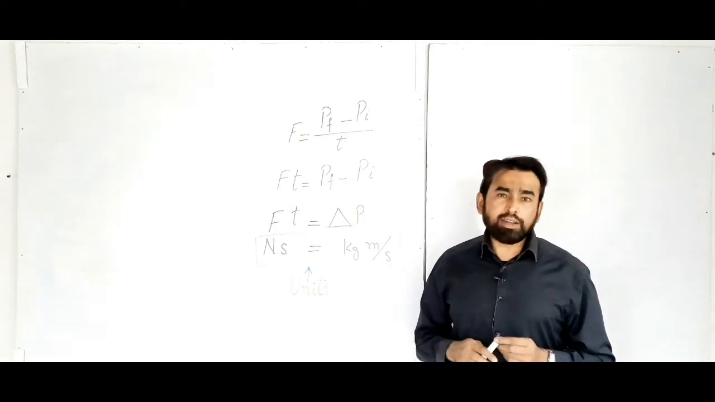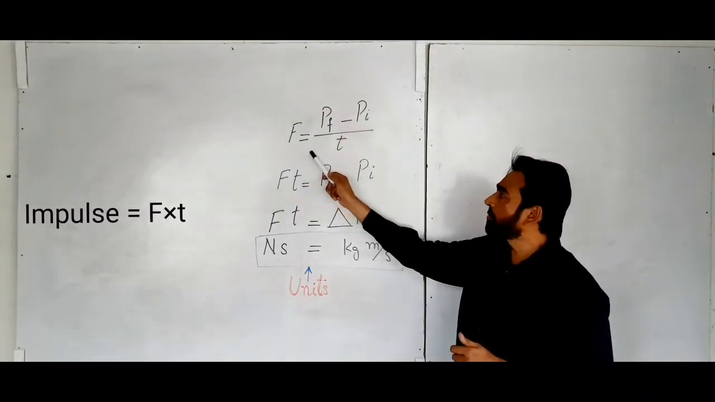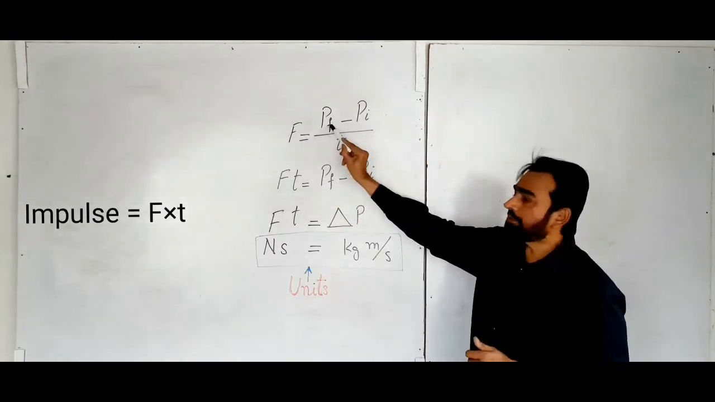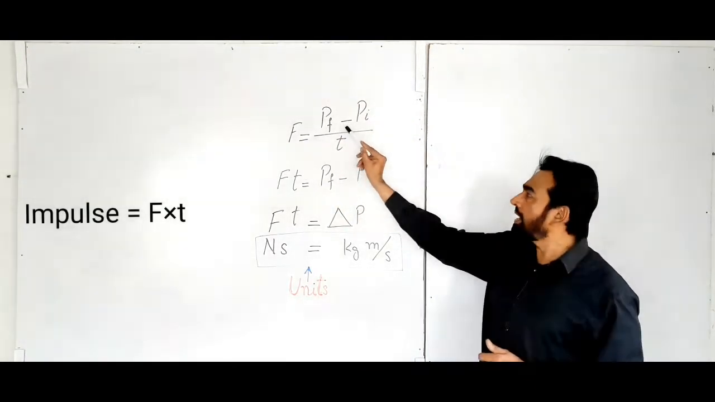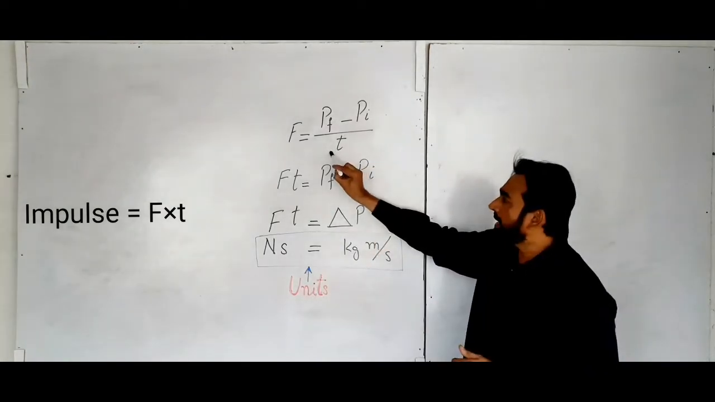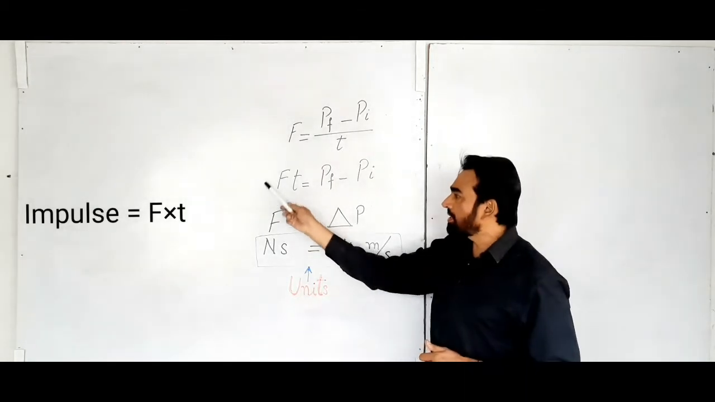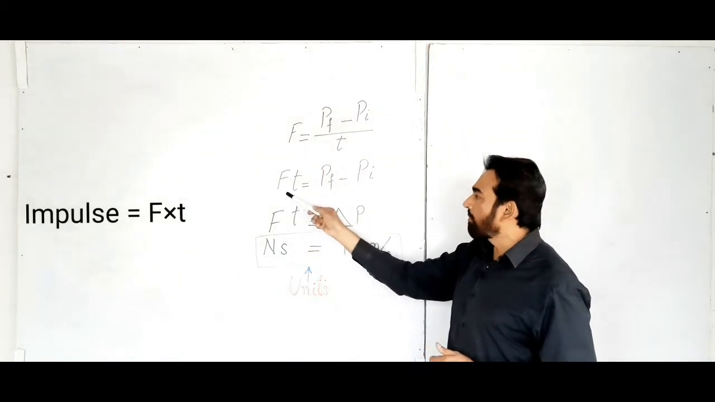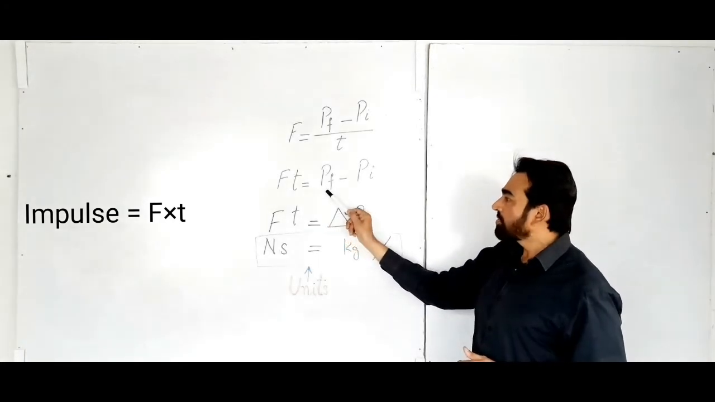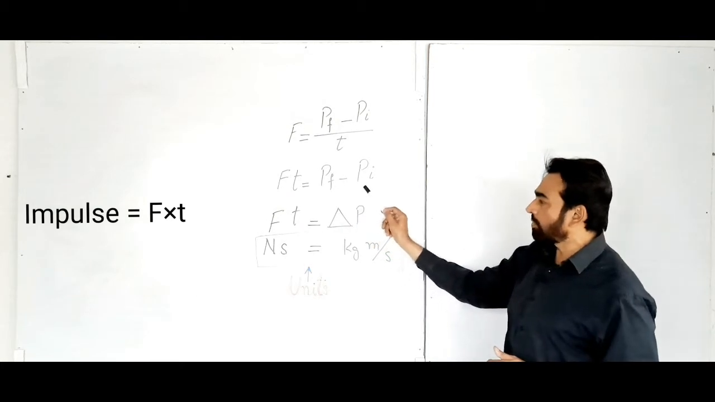In my earlier video, I have already proved a relationship that force is equal to the rate of change of momentum. This Pf is the final momentum and Pi is the initial momentum, divided by time. Now, if I shift this time to the other side, F into T, this is called impulse. So from this formula, you can say that impulse is equal to change in momentum: final momentum minus initial momentum.